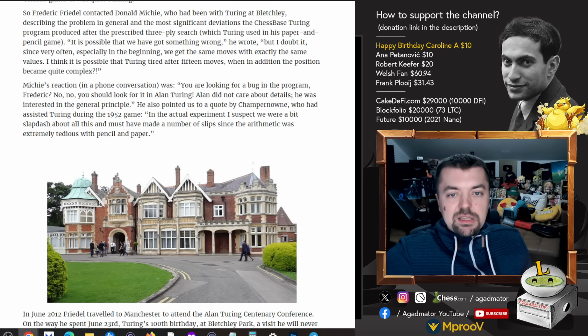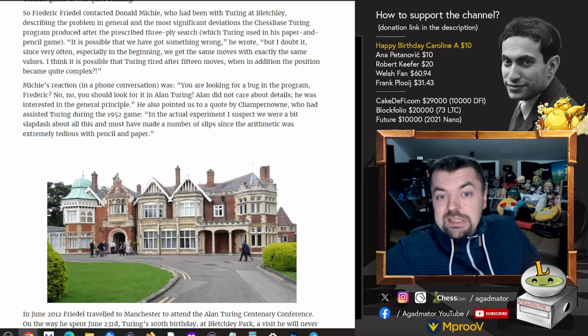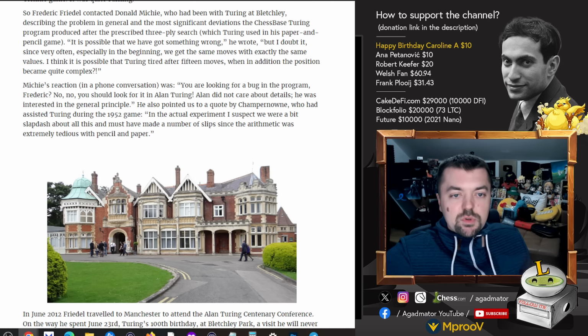Since they could not locate the error, they consulted Ken Thompson, one of the pioneers of computer chess and author of Unix and C. He spent some time wrestling with the problem and in fact wrote his own code on the basis of his reading of the Turing instructions. His program produced most of ChessBase's deviations from the Glennie game, and it was quite baffling. So Frederic Friedel contacted Donald Michie, who had been with Turing at Bletchley, describing the problem in general and the most significant deviations the ChessBase Turing program produced after the prescribed 3-ply search, which Turing used in his paper and pencil game.